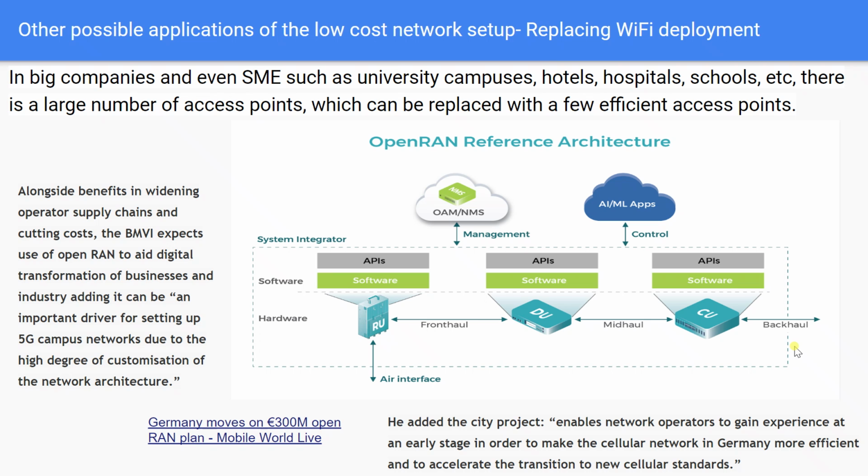The other potential use case is for some big companies and small medium enterprises such as university campuses, hotels, hospitals, schools. There is a large number of access points in these enterprises, which can be replaced with a few efficient 4G or 5G access points that can provide much better quality of service while reducing the number of footprints and the number of places where you need to install base stations, as well as reducing the cost.